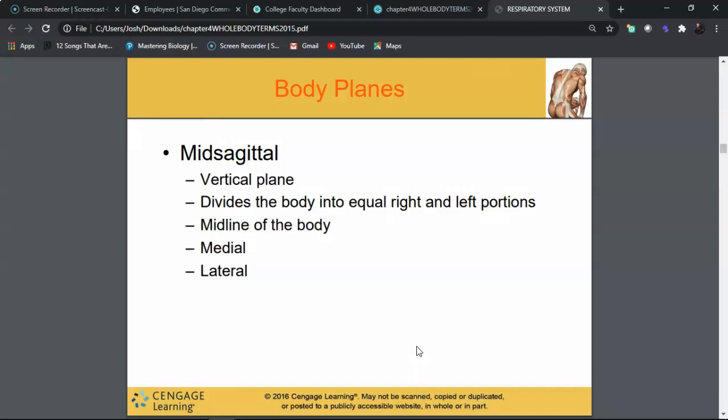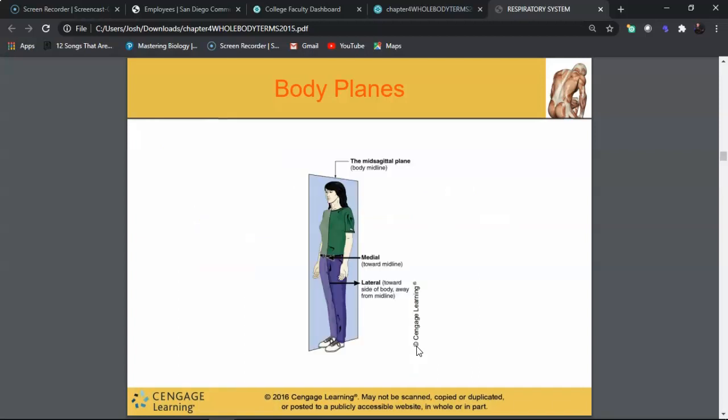If you're not down the middle, which is mid-sagittal, anywhere to the left or the right is considered sagittal, so that will give you unequal right and left portions. Two directional terms that come from a mid-sagittal plane or a sagittal plane are medial and lateral. Medial refers to something that's closer to the midline, whereas lateral refers to something towards the side or away from the midline.